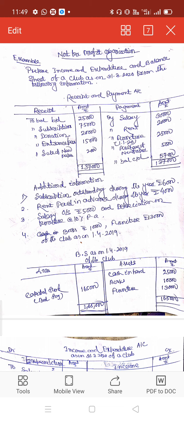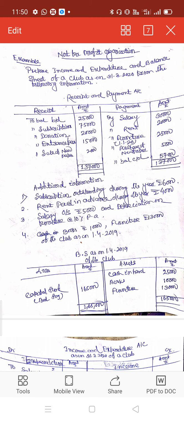The income and expenditure account is prepared to know the net surplus or net deficiency, and the balance sheet we prepare to know the exact or true financial condition of the organization. It shows the status of the organization, that is the assets and liabilities during a specific period of time.